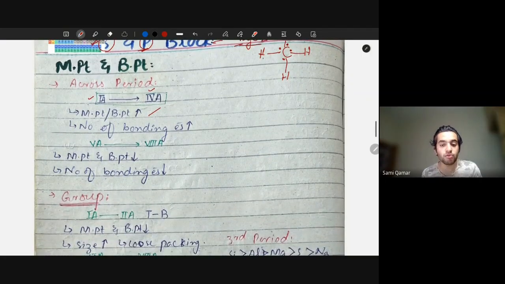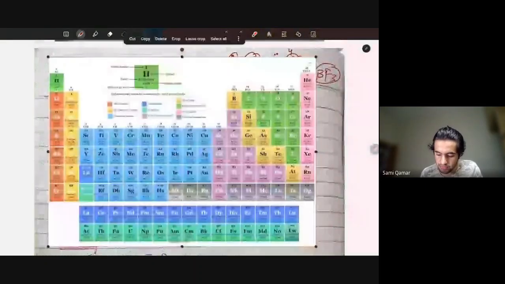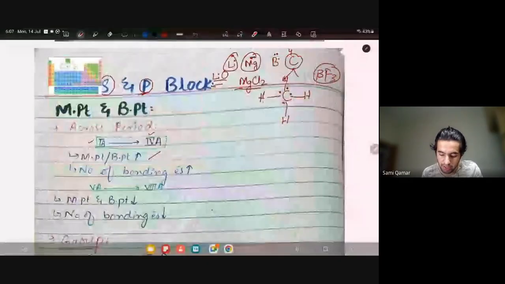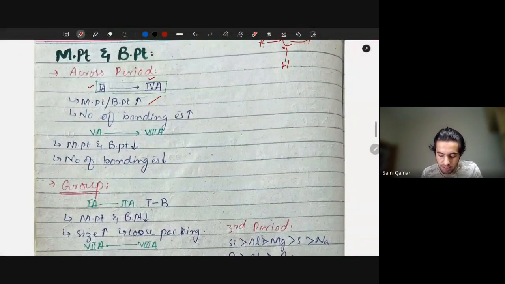Now let's move from 5A to 6A. When we are moving from 5A to 6A, so here we go. This is our nitrogen, oxygen, fluorine. If we are moving from nitrogen to oxygen, what will happen? The melting point and boiling point will decrease. Why is it decreasing? Because of the number of bonding electrons. Up till 8A, up till the noble gases, why is the number of bonding electrons decreasing? Can anybody tell me why?